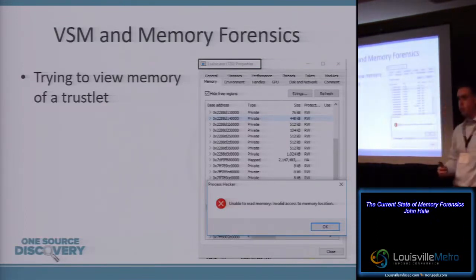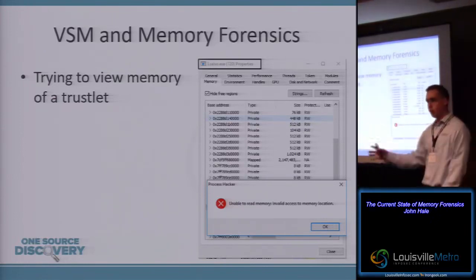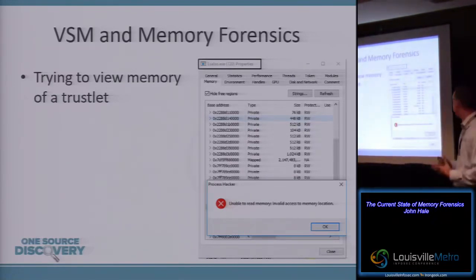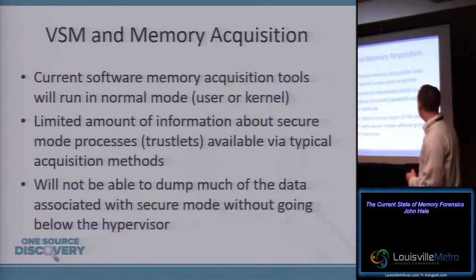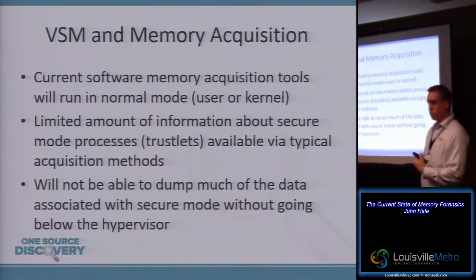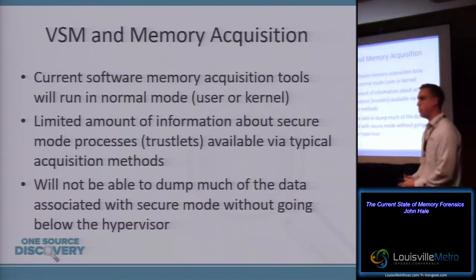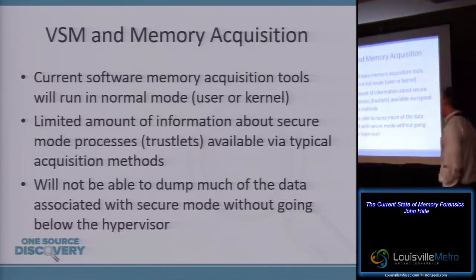So what this is doing is it's saying, hey, you're a process running with a virtual trust level of 0, but you're trying to access a memory page that has a virtual trust level of 1. So it blocks that access. And this becomes a serious problem when we're trying to acquire memory. Because what happens is that our current memory acquisition tools will run in normal mode. So they know that these pages exist in the secure world. We still handle memory management in normal mode. But the problem is we can't dump most of the memory associated with that.